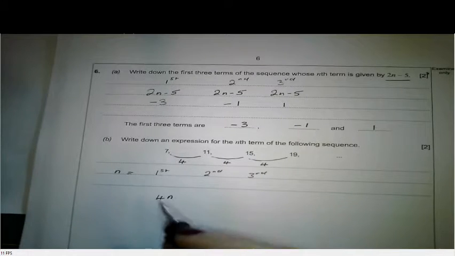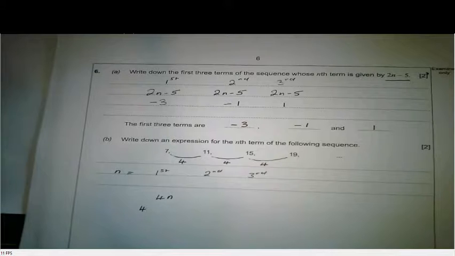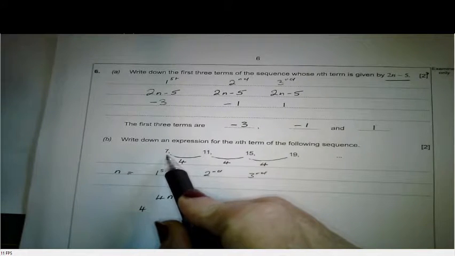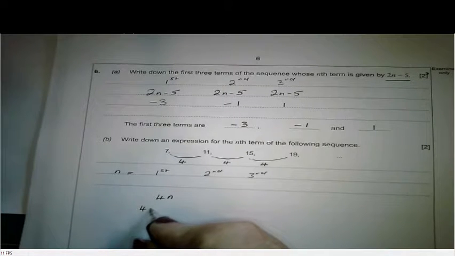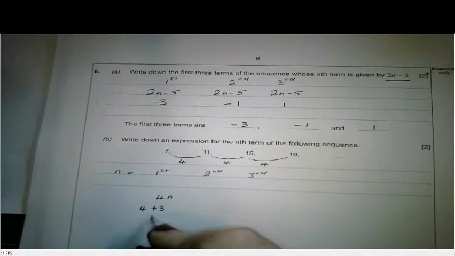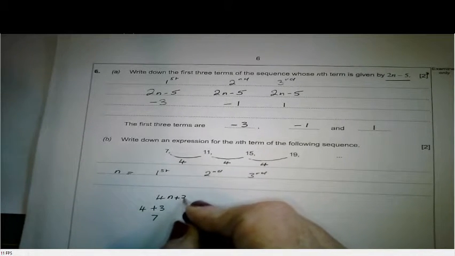Now 4n, if I substituted the 1 for the n, that would give me 4, but I'm looking for an answer of 7 for my first term. So if I add 3 to that, that would give me my 7, which would match with the first term. So my possible expression is 4n plus 3.